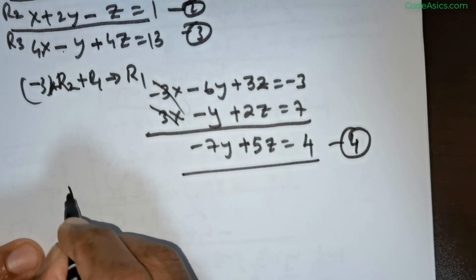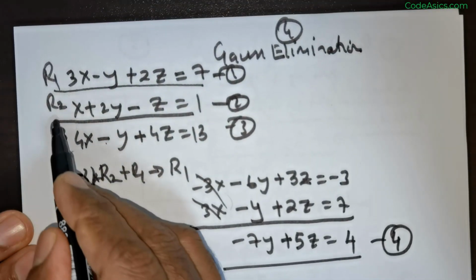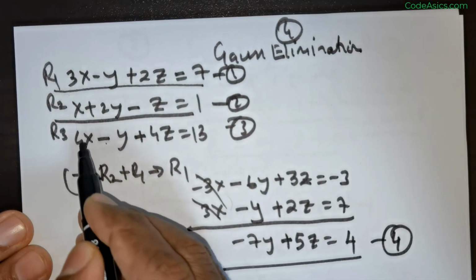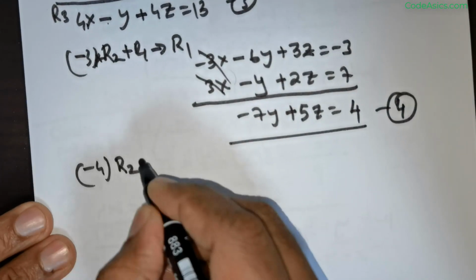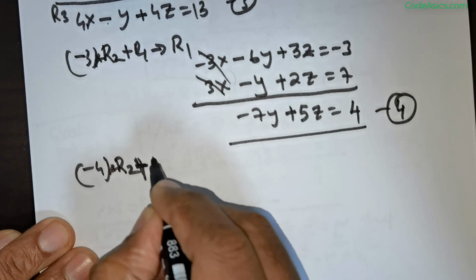So now again you pick my R2. Now clearly R2 multiplied with 4 can be added with R3, but the only thing is that I'm going to multiply with -4 and add it with R3.